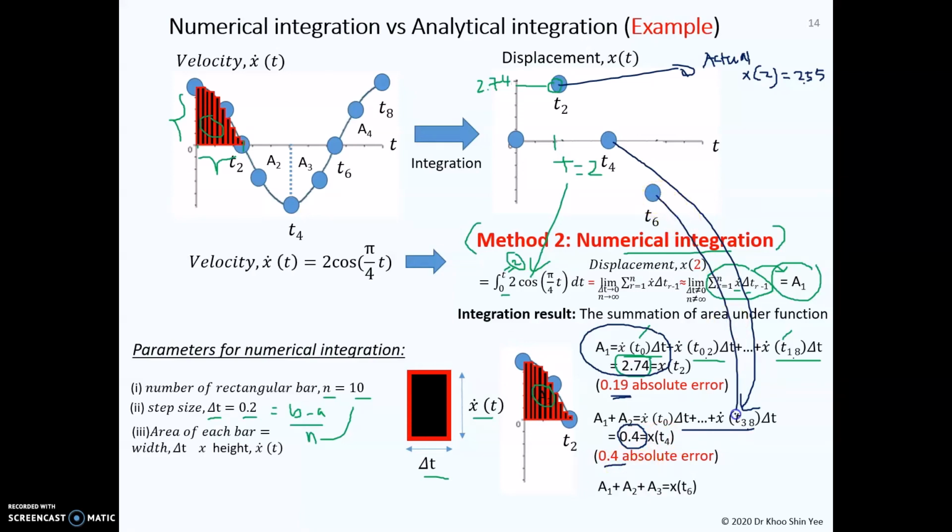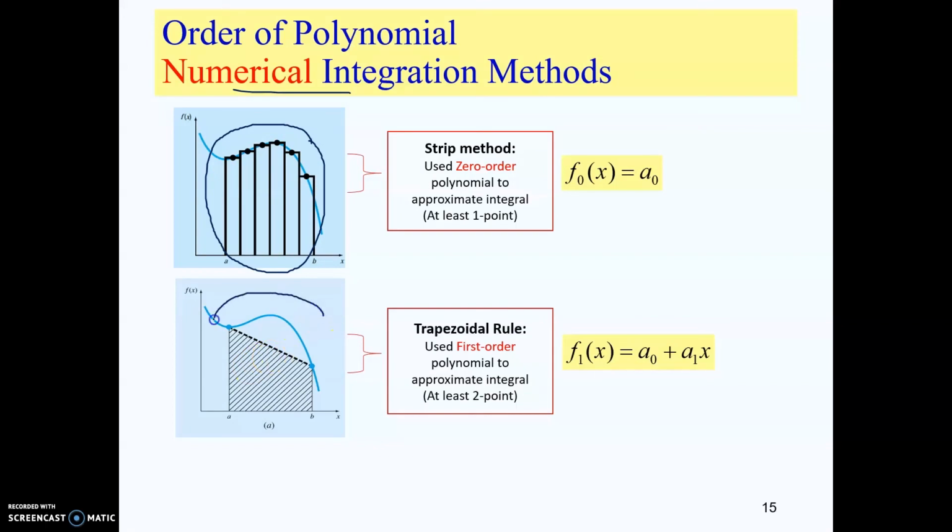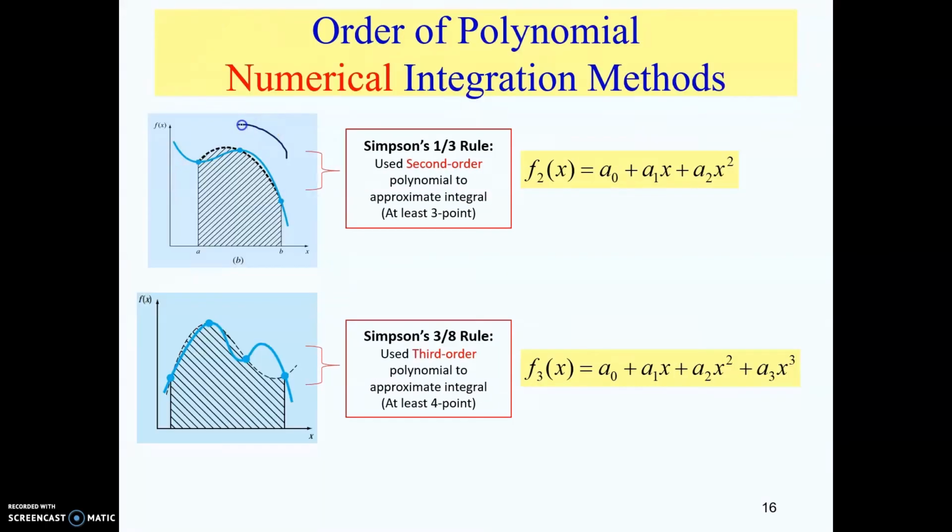You can continue to find the displacement at t equal to 6 by using the summation of areas 1 through 3. So this is numerical integration, and to reduce this error, you can consider further increasing the number of bars or reducing the step size. Then you can obtain a good approximation from the numerical integration. For numerical integration, so far we are using rectangular bars in order to approximate the area under the curve. For other numerical methods, we can also consider using trapezoidal bars and more complicated geometry through Simpson's method. You will learn all of these methods in the numerical class later.